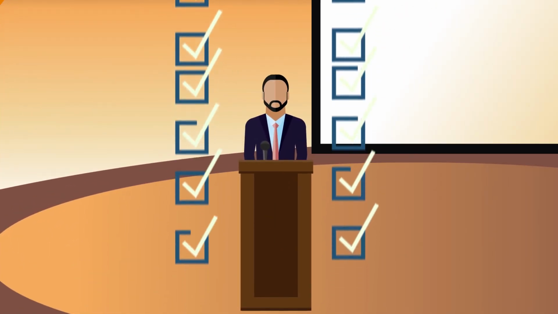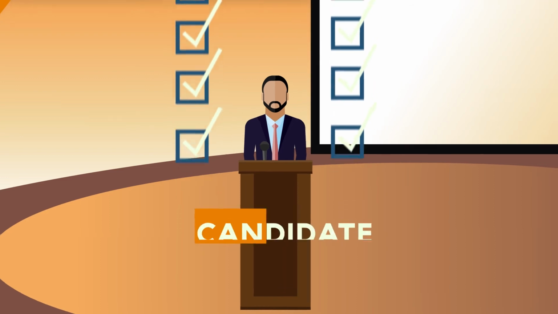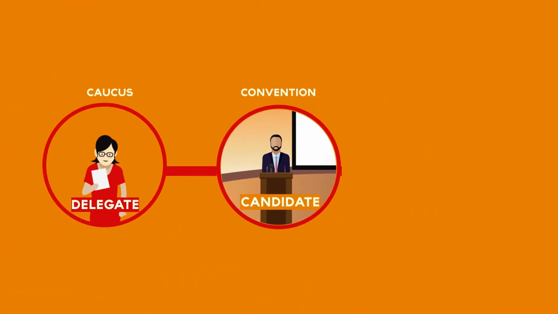If the candidate gets more than a certain percentage of delegate votes at the convention, the candidate moves on to the primary election.